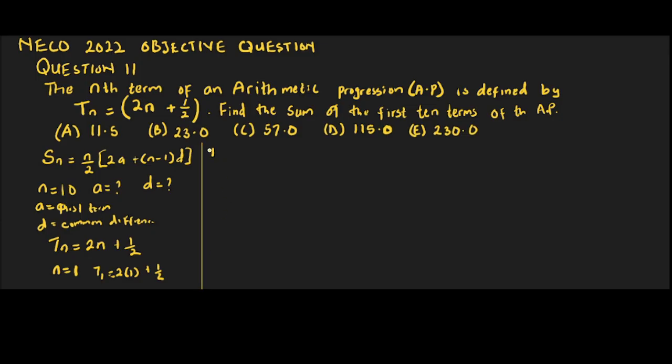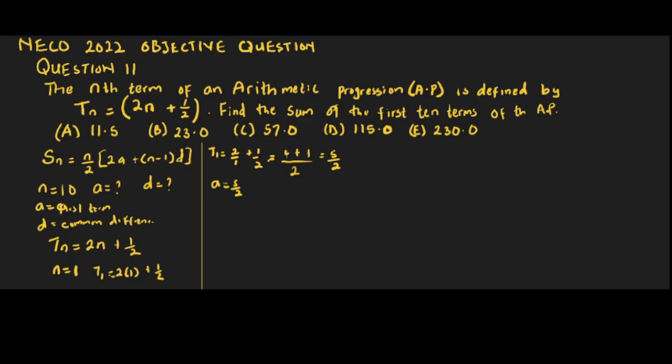Here we are going to have T1 equals (2/1 + 1)/2. By the time we add this up, the sum is 2. We are going to have 2 plus, and again the sum is 2. Then this is going to give us 4 plus 1, and that's going to give us 5 over 2. That means our a is equal to 5 over 2.